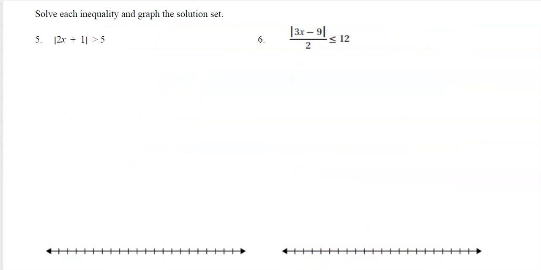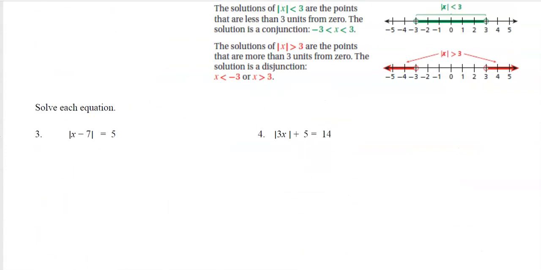All right. I believe that's all we got. So hopefully that's enough to help you with the practice problems.